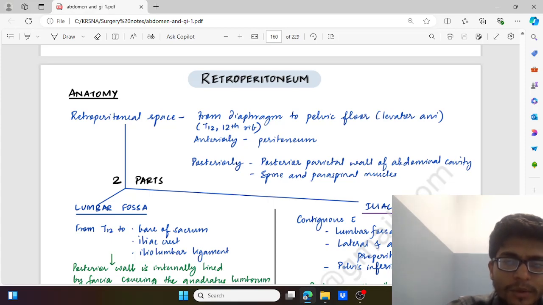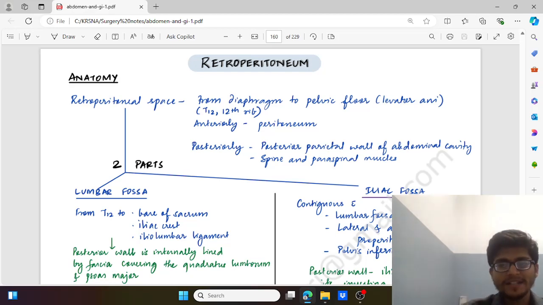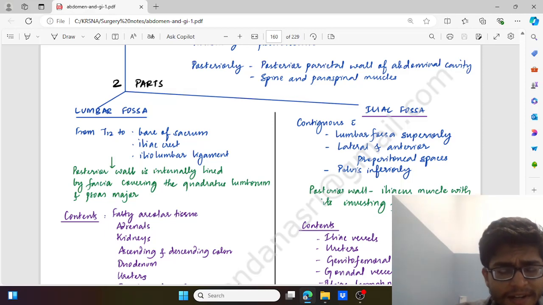So, the basics of retroperitoneum and some diseases of the retroperitoneum. First of all, we'll consider the anatomy. The retroperitoneal space is the space from the diaphragm to the pelvic floor, that is from T12, the 12th rib, extending up to the levator ani, that is the pelvic floor. Anteriorly, it has the peritoneum, and posteriorly we have the posterior parietal wall of the abdominal cavity along with the spine and the paraspinal muscles. So it is divided into two parts.